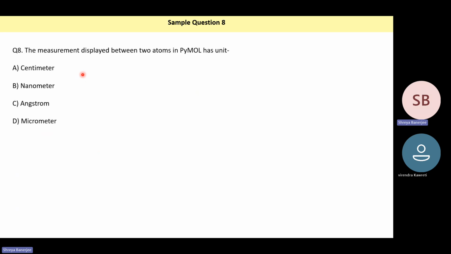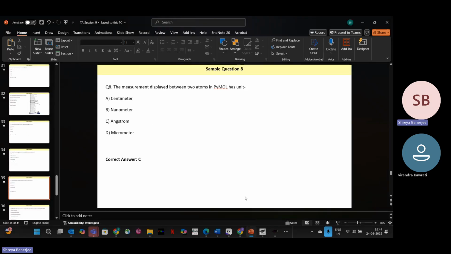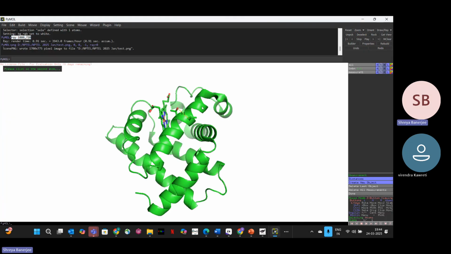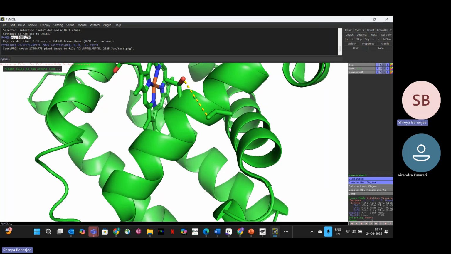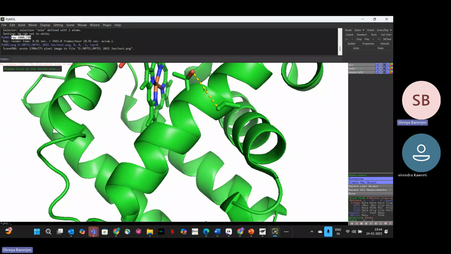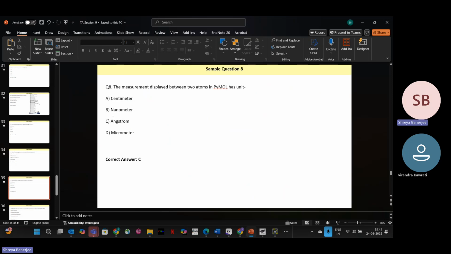The next question is asking, the measurement displayed between two atoms in PyMol has what unit? So here the answer is angstrom. So again, I'll go back to PyMol. If you see this here, 5.1, distance between this carbon and this oxygen. So what is the unit of this? It is in atomic units, which is generally, the default is angstrom. So this 5.1 refers to angstrom. So the answer is C, angstrom.